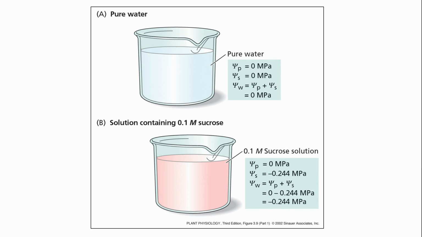Having a look at a solution containing 0.1 molar of sucrose, I will show you how you calculate that. It's negative 0.244 megapascals. Still no pressure is being added, and because we only have that, remember the solute potential is always negative, so that water potential is going to be negative 0.244 megapascals. Now, how did I calculate that solute potential value?